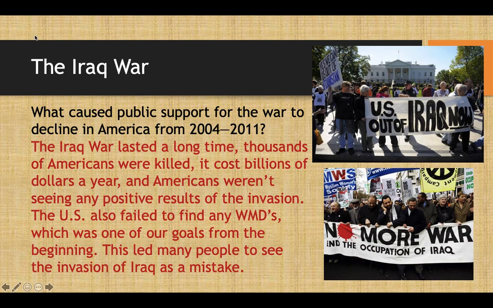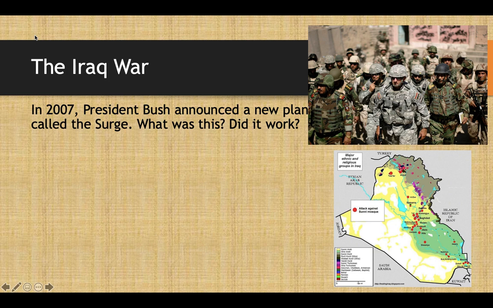Another reason why Americans started to protest against the war was because the U.S. failed to find any weapons of mass destruction. And remember, that had been one of our goals from the beginning. So a lot of people said, well, hey, if one of our goals wasn't even necessary, then maybe we shouldn't have invaded at all. So this led a lot of people to see the invasion of Iraq as a mistake.